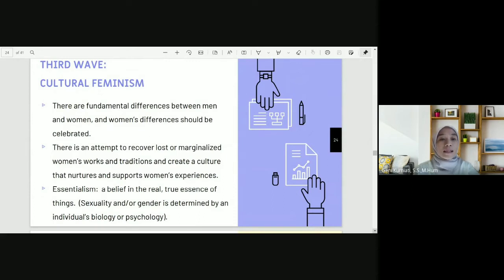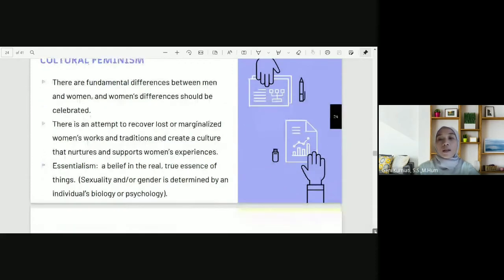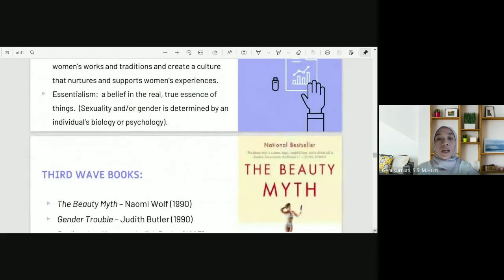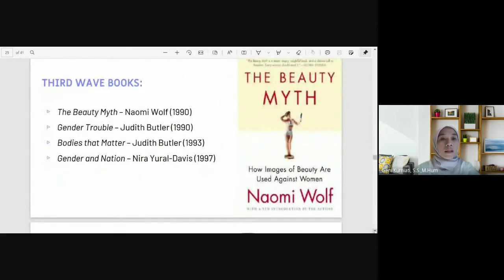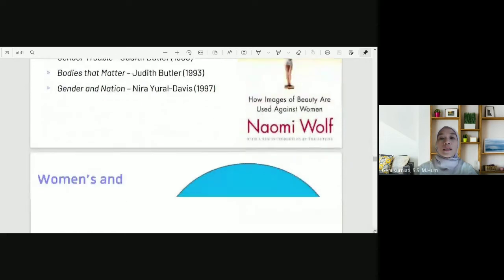And then essentialism, a belief in the real, true sense of things, here including sexuality or gender, as determined by individuals' biology or psychology. Okay, and there are some books for the third wave, like some of them, The Beauty Myth by Naomi Wolf, Gender Trouble, Bodies That Matter, and Gender and Nation.